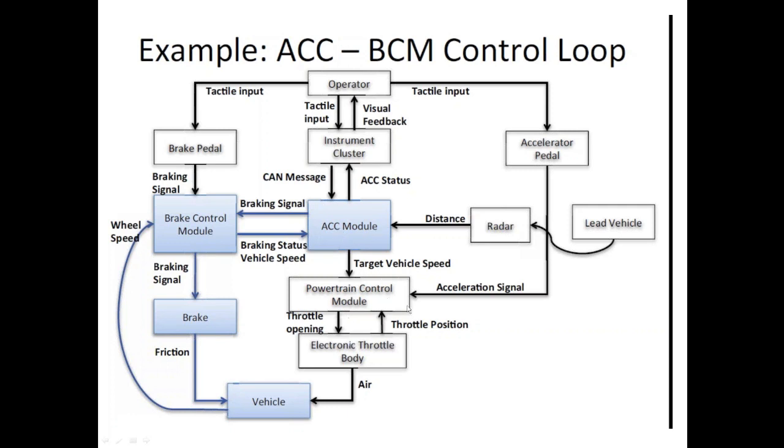ACC is also controlling the powertrain, the electronic throttle body, and so on. The operator may have an acceleration pedal, which also provides feedback in here. So this control structure, and this is just a control structure, implements adaptive cruise control on an automobile.